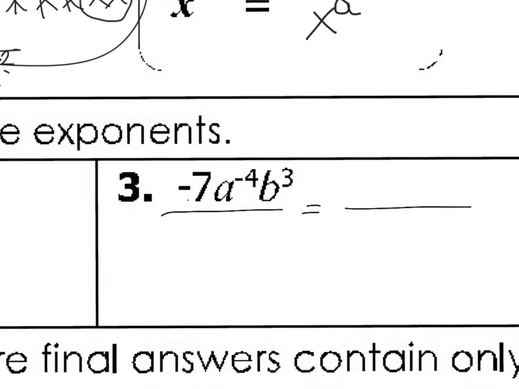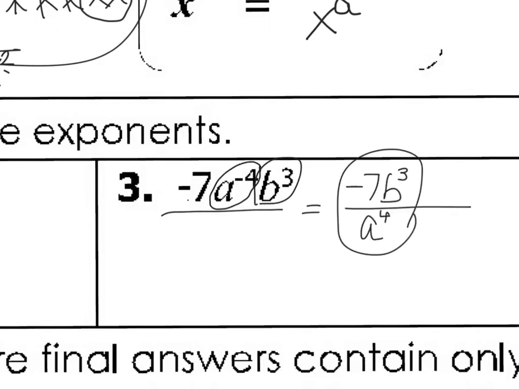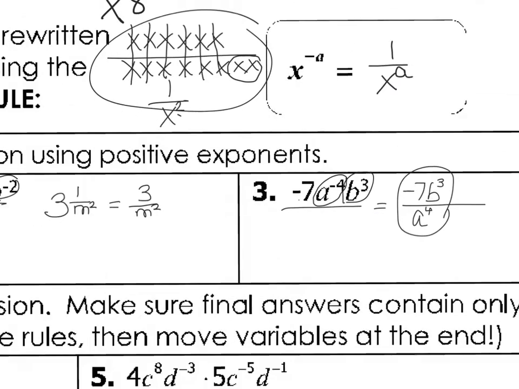On this one, the negative 7, that negative is not the same thing as a negative exponent. It's staying where it's at. And then we have a to the negative 4. Well, I'm going to put it on the bottom. We're going to flip it, and it's called the inverse. When you flip it, that's the inverse. So we're going to put it to the bottom. And b cubed is positive, so it's staying where it's at. So this would be your answer. Everything stays where it's at. Your negatives, just put them to the opposite side.